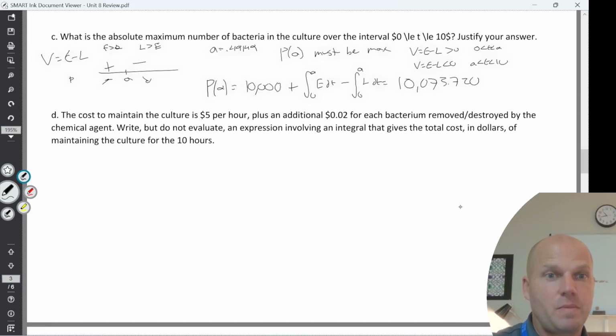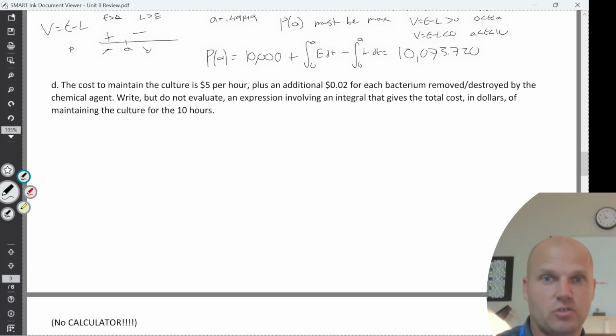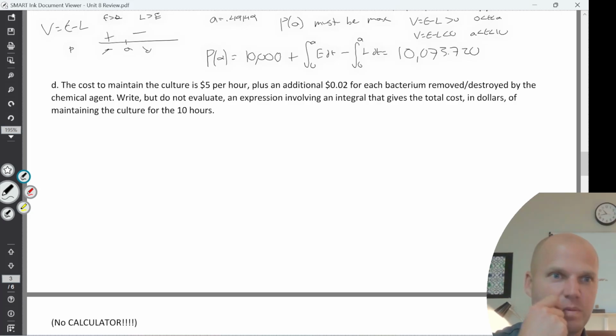The cost to maintain the culture is $5 per hour plus an additional 2 cents for each bacteria removed or destroyed by the chemical agent. All right.